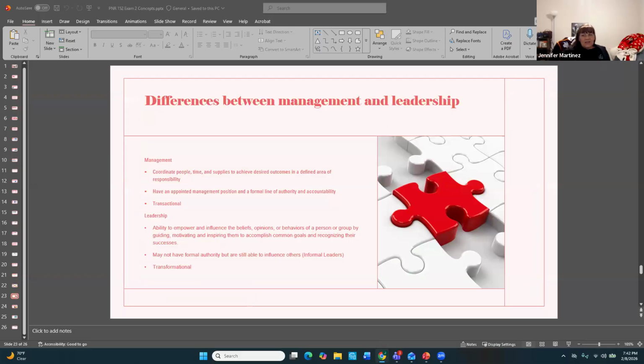All right, and that brings us to leadership and management. So, the difference between management and leadership. Managers coordinate people, time, and supplies to achieve their desired outcomes. They have an appointed management position. They have a formal line of authority as well as accountability, whereas leadership is a little bit different.